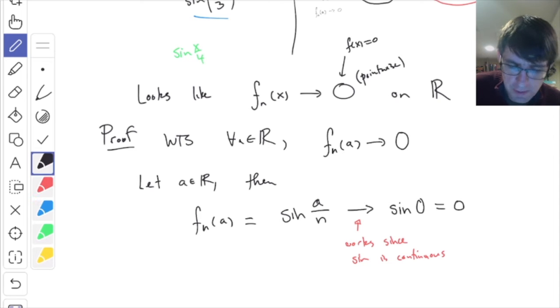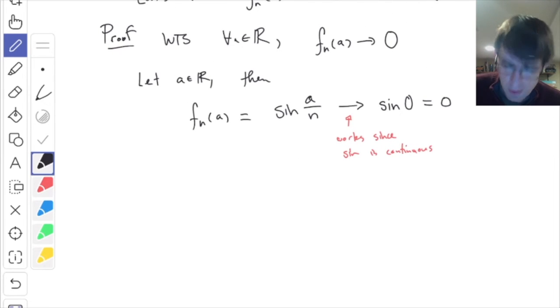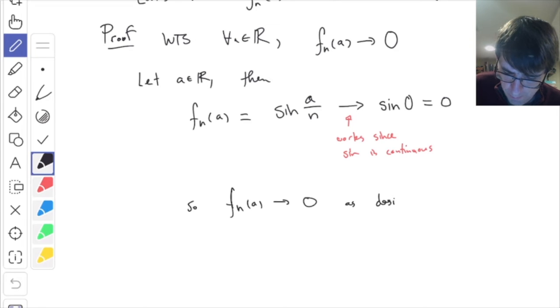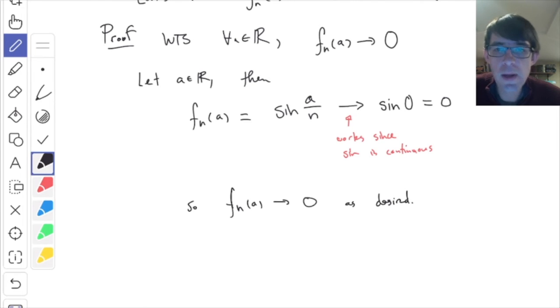Remember I said the proof was going to be very simple. So fn of A approaches 0 as desired, right? So it does pointwise converge to 0.